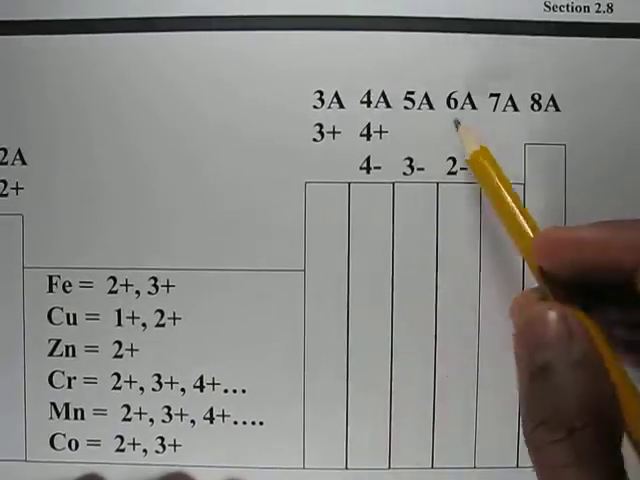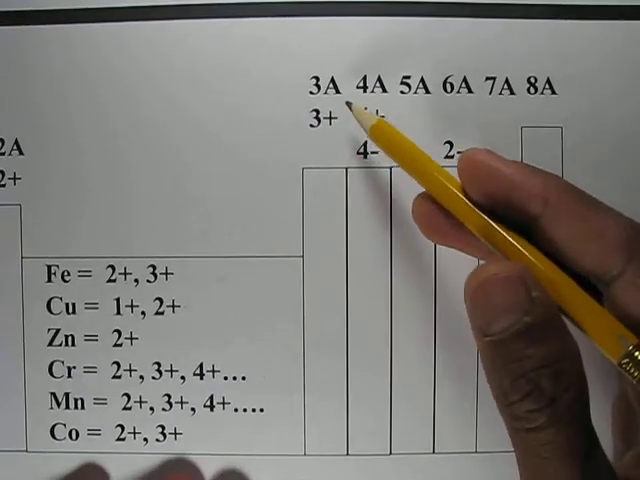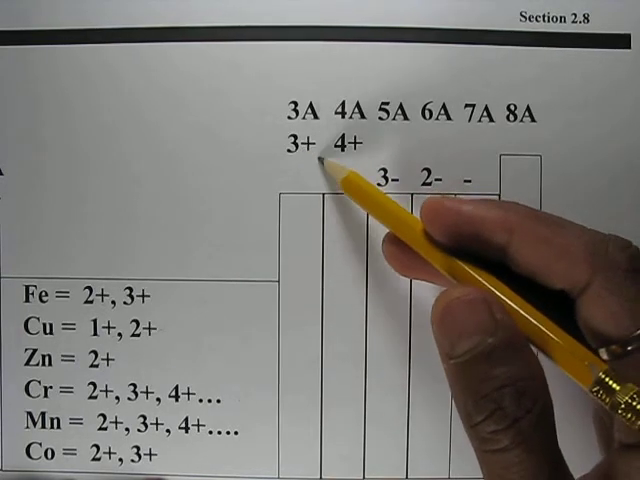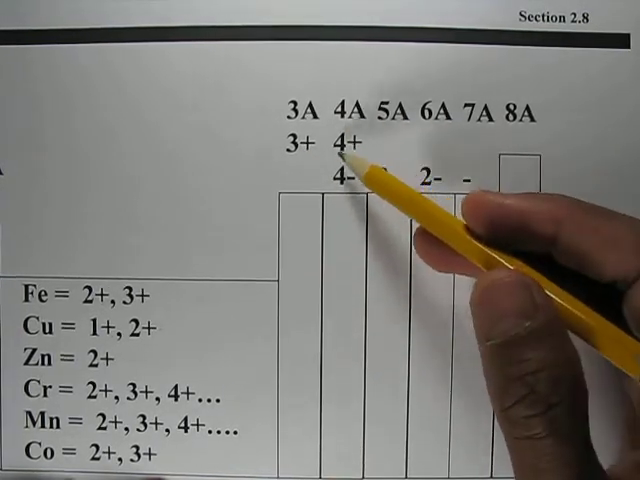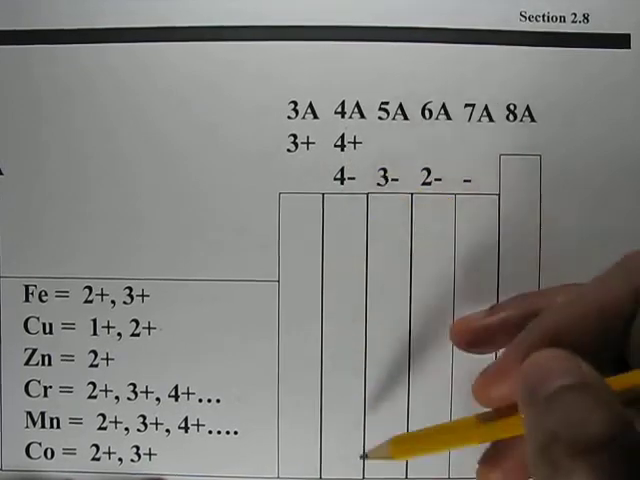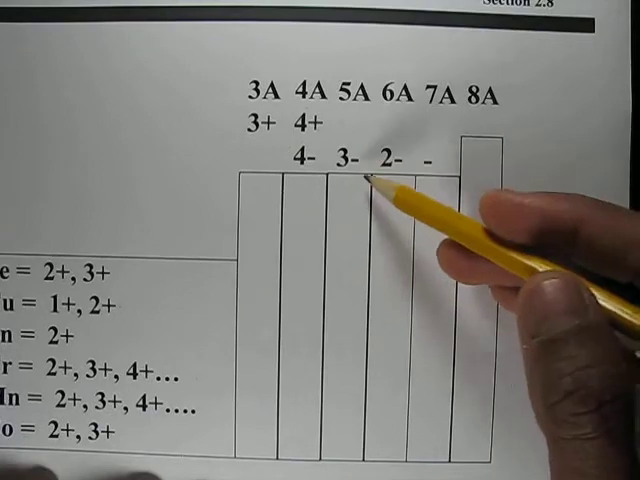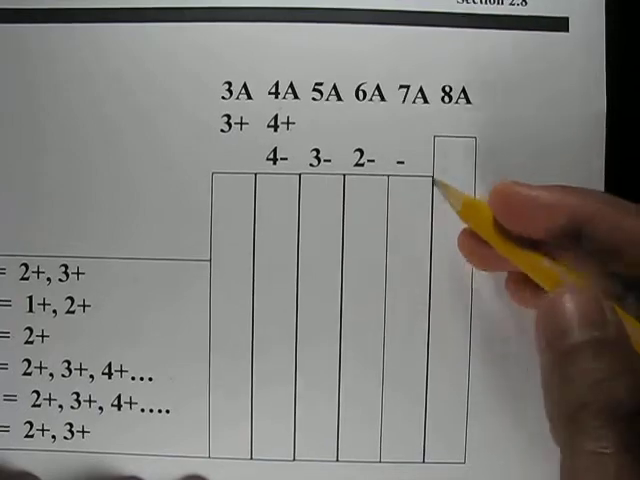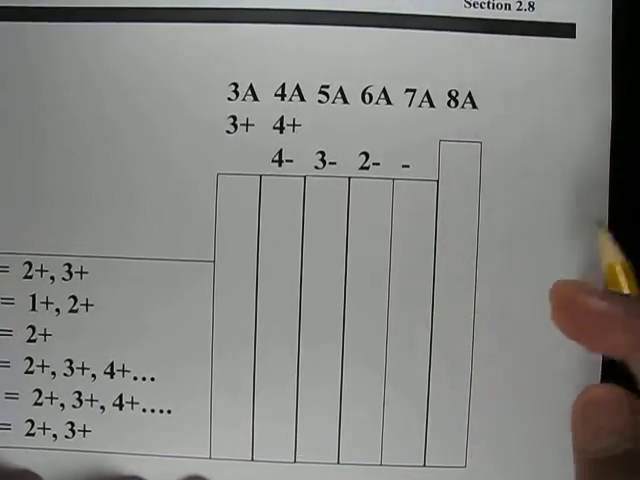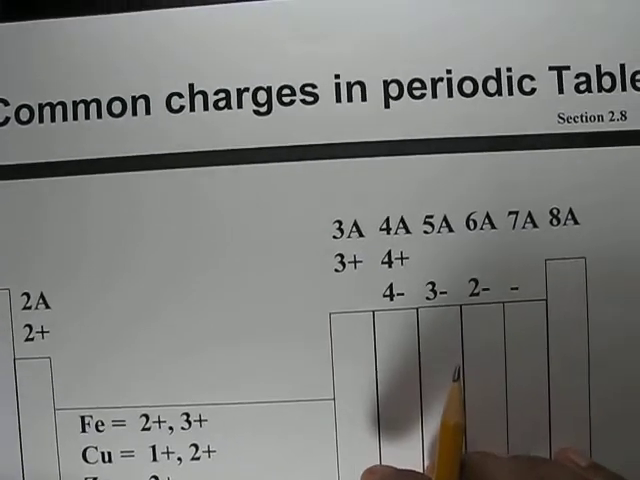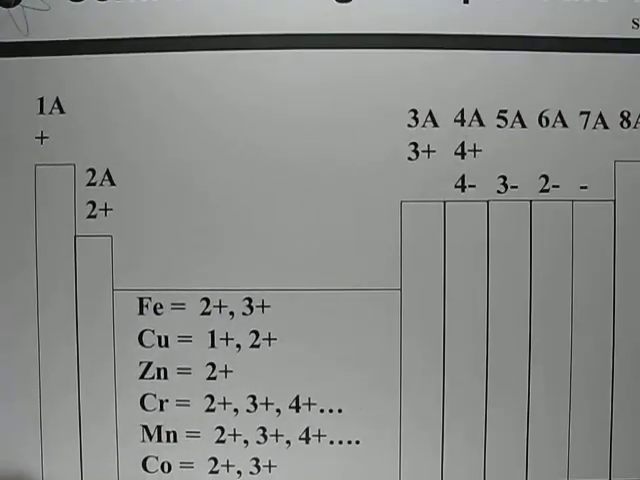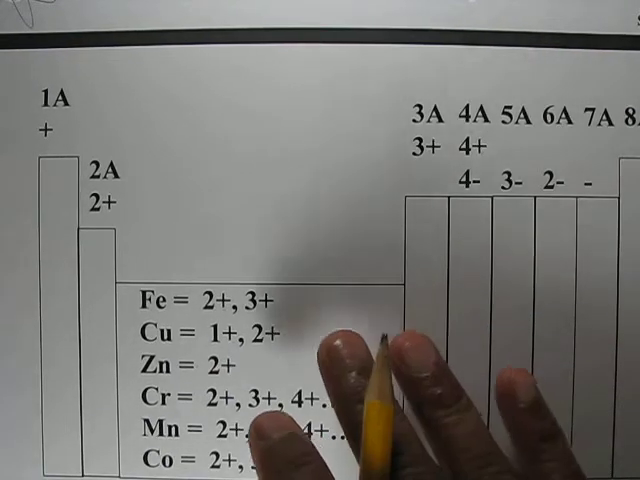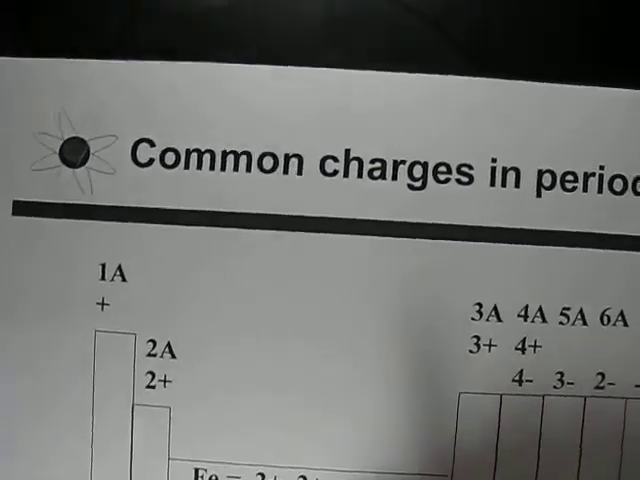Similarly, on the non-metal side, columns 3A, 4A, 5A. 3A have mostly 3 plus charge. 4A have 4 plus and 4 minus, it can be any. 5A have mostly minus 3. 6A have minus 2. And 7A, which are called halogens, have minus 1. So this is the general trend about the charges in the periodic table, and this will be very helpful when we name them, or when we find out how many charges any atom or ion will have.